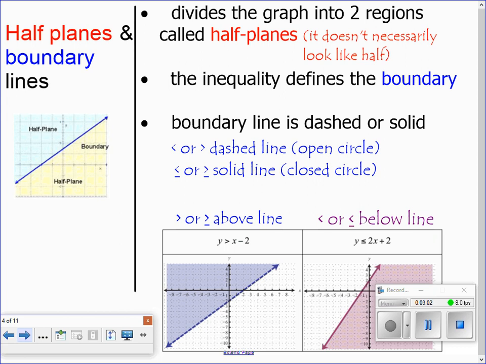And then the boundary line is determined by the inequality symbol. So if we have greater than or less than, then it would be dashed because we don't want to include the points on the line. So in order to say, hey, we don't want to include the points on the line, we represent it with a dashed line. And if it's greater than or equal to, less than or equal to, it's a solid line because we're saying, hey, we want to include the points on the line, so we're going to make it solid.